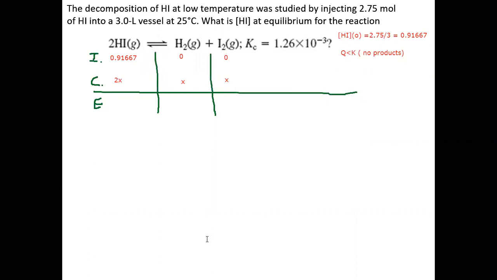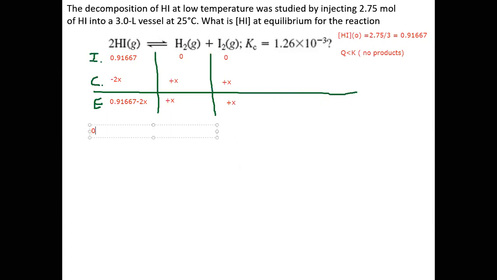Let me, I made a mistake here. So again, it's going to be a minus 2x because we're going to consume 2x moles of HI, and we're going to produce x moles of both products. So for every 2x moles of HI we consume, we're going to form x moles of products. So now at equilibrium, we have this.